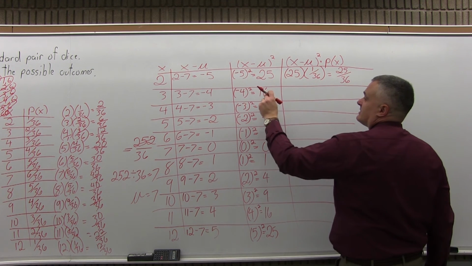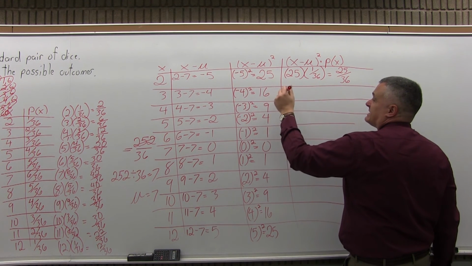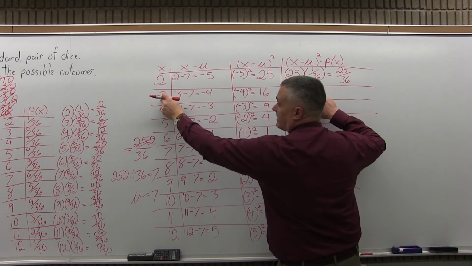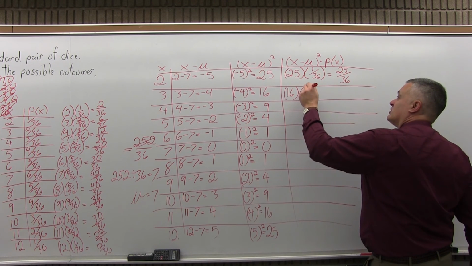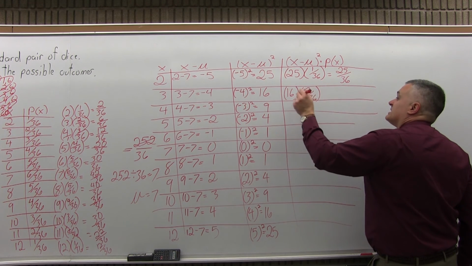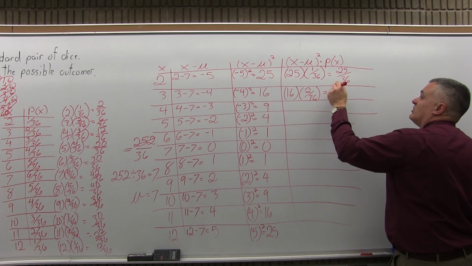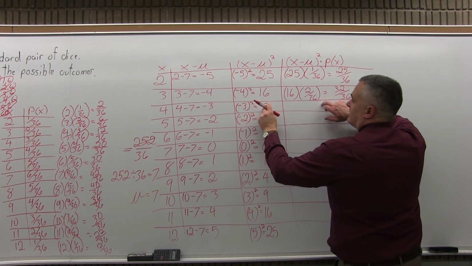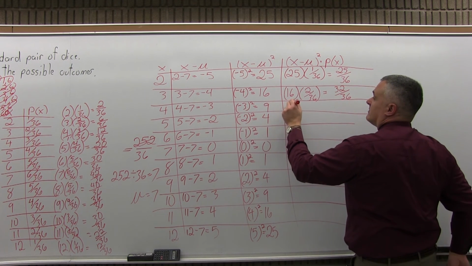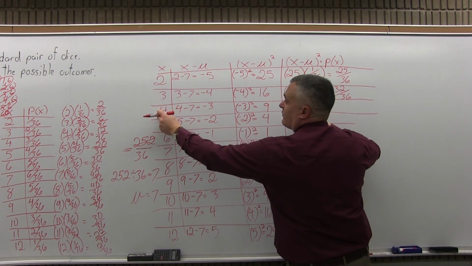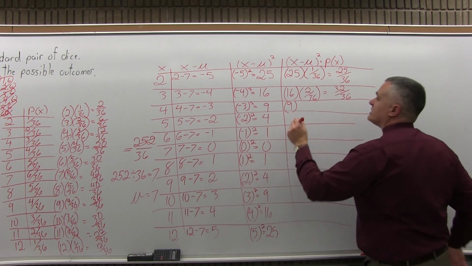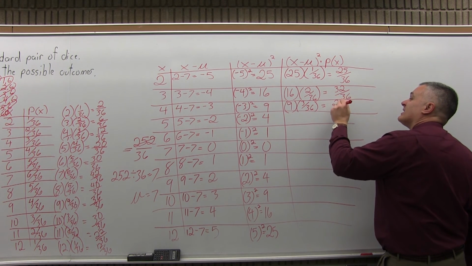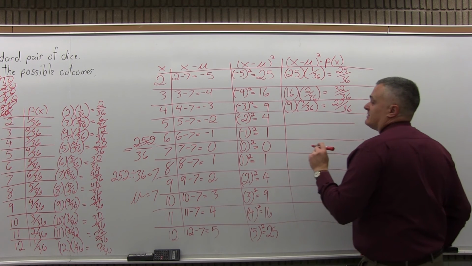And next, we have x minus mu squared is 16 times this probability. So the probability of rolling a 3, if I look back at the original probability distribution, is 2 over 36. So 16 times 2 over 36 is 32 over 36. And then x minus mu second power is 9 times the probability of rolling a 4. So if I look back, the probability of rolling a 4 is 3 over 36. So 9 times 3 over 36 would be 27 over 36.